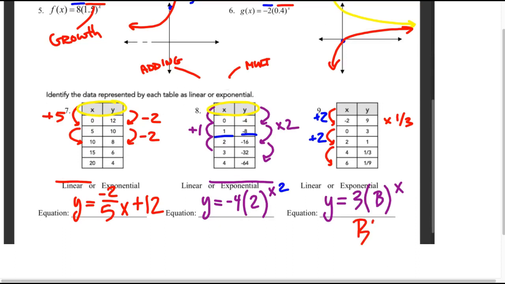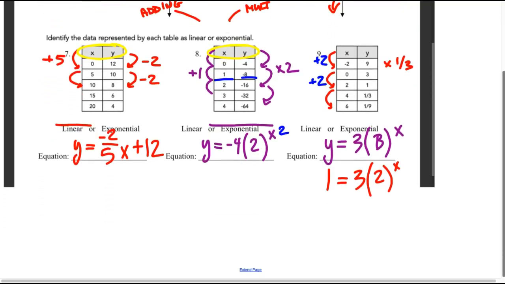Then people would have b to the 0 equals 3. But then it's like, wait a minute, anything to the 0 is, and then that just ended up being not very helpful. So I'm going to pick the next easiest point, which was 2, 1. So put 2 in for x and 1 in for y. And I'll have 1 equals 3 times 2 to the x. Okay, now I need to solve that for x. So I'm going to divide both sides by 3, and I'm going to switch this over because I like the variable on the left. So 2 to the x equals 1/3. I got that by dividing both sides by 3, right?